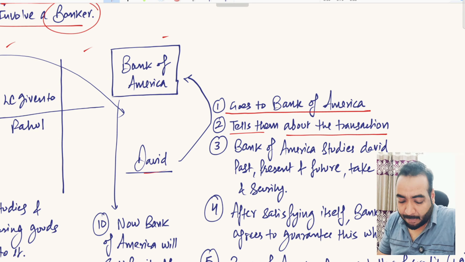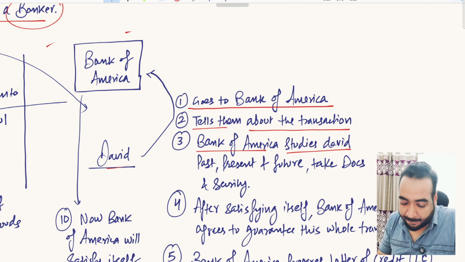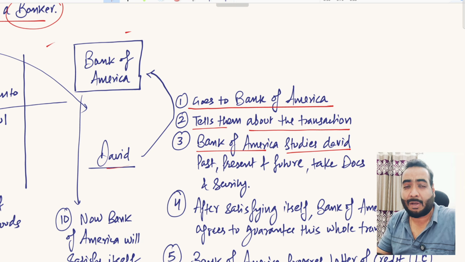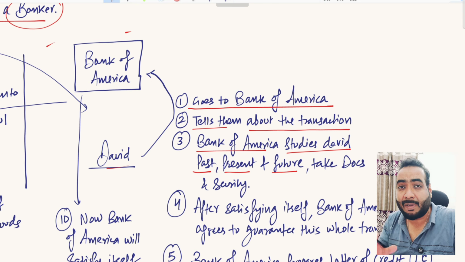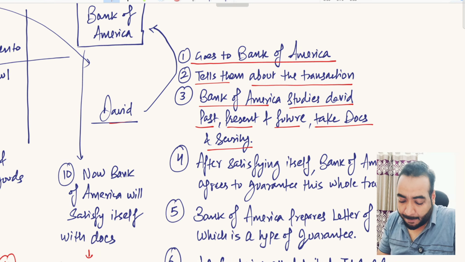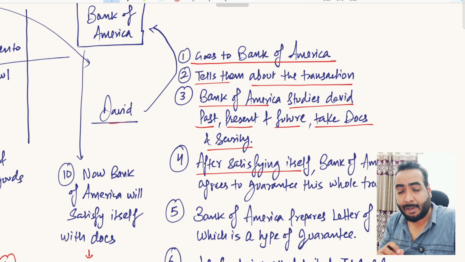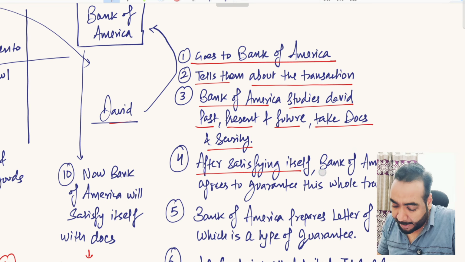Now, first of all, Bank of America will study David. Bank of America will ask for all the financial documents, all the net worth related documents, and collateral securities from David. They will explore his past, present, and future, and make sure that David is a worthy counterparty, that is, a credit worthy party. So they will take the documents and security from David. Now, after satisfying itself, and each and every word is important, after satisfying itself, Bank of America agrees to guarantee this whole transaction.